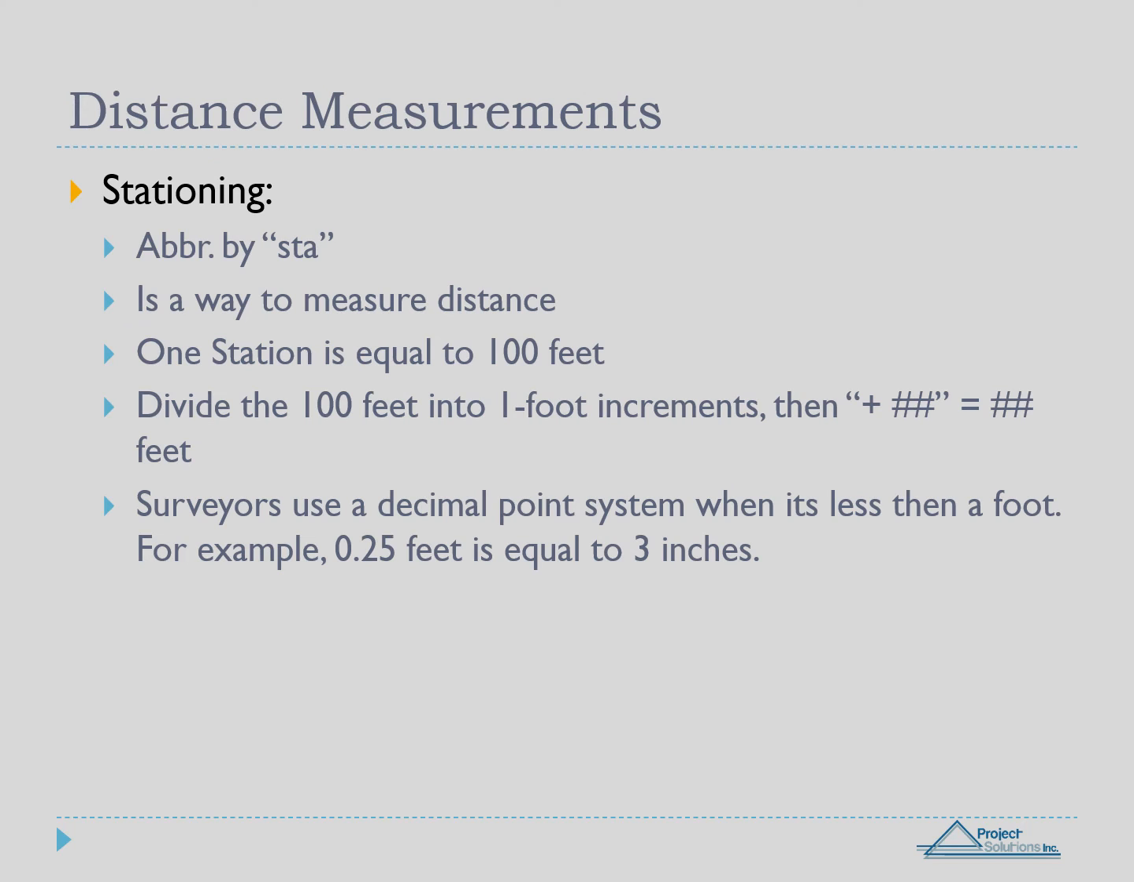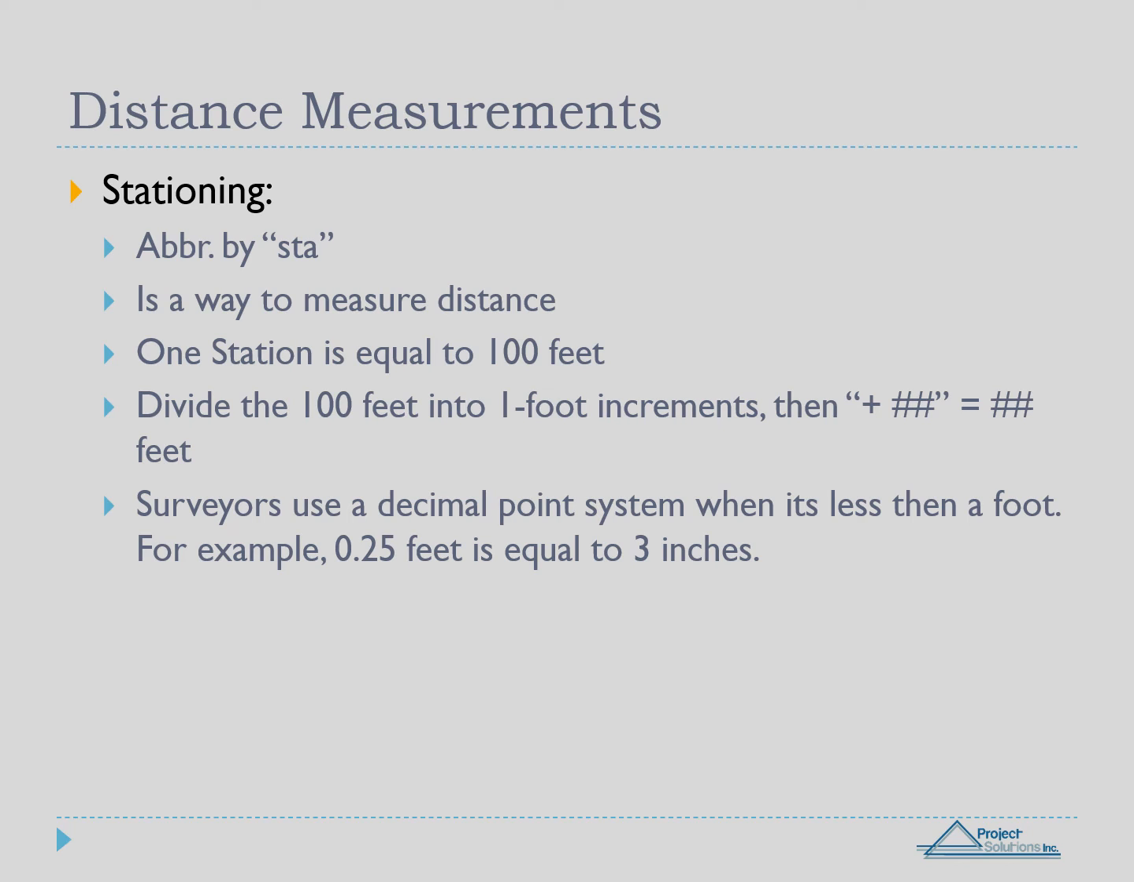Measuring distances can also be a little tricky. The North Dakota Department of Transportation uses a system of measurement called stationing, abbreviated by STA. It is used to measure distances where one station equals 100 feet. Surveyors read distance in a decimal point system. A typical station reading will have numbers followed by a plus symbol with more numbers. The numbers following the plus symbol will be less than 100.